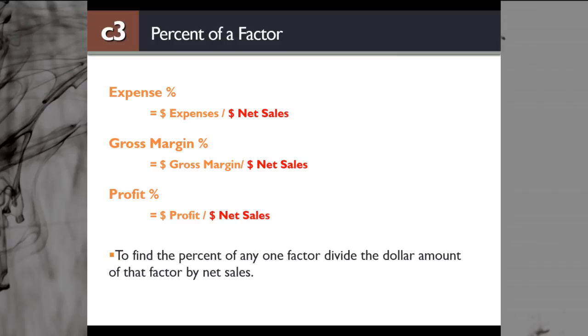How about the gross margin percent? That will be dollar gross margin divided by, always that hint, dollar net sales. How about the profit percent? That will be dollar profit divided by dollar net sales. So you can remember this part, like always the bottom part will not change. You just change the numerator depending on which number you want to get. So to find the percent of any one factor, divide the dollar amount of that factor by net sales, right? So remember that, divided by net sales.